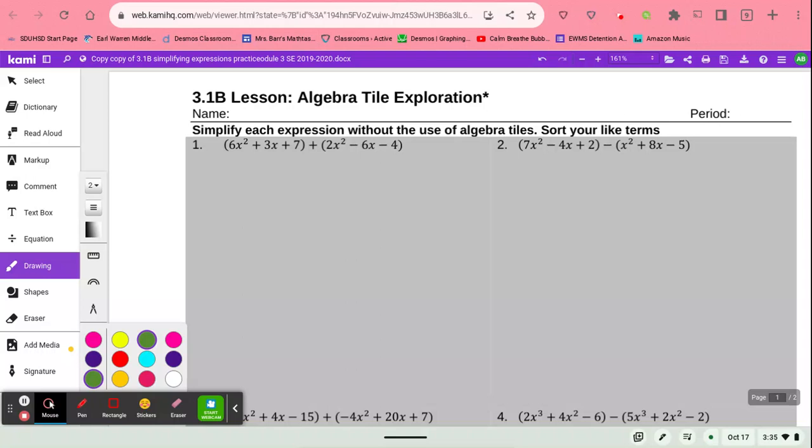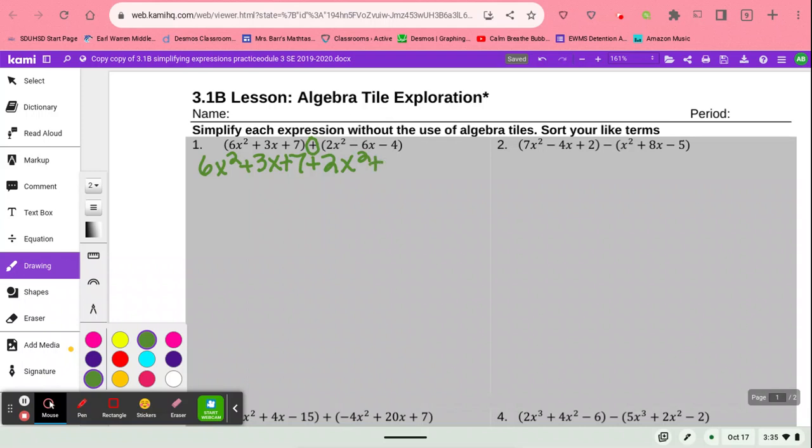Okay, so we're going to be going over those last couple problems about simplifying expressions. So remember, before we start to sort like terms, we want to get rid of our parentheses. So if we take a look at this first problem, we are adding in between. So we can just rewrite the expression without the parentheses because we'll have 6x squared plus 3x plus 7 plus this entire expression. So plus 2x squared.